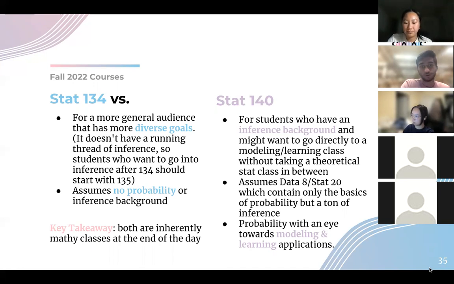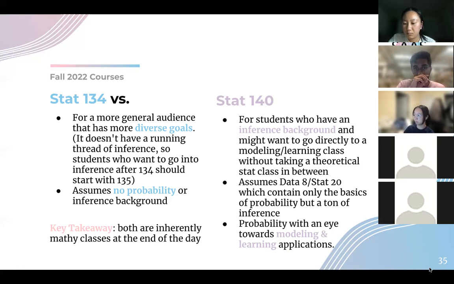And Stat 134 has basically zero prereqs besides just calculus. So it assumes you have no probability background or inference background coming into it. So it's really for any student who has a decent calculus foundation, this is your class to learn probability theory. Stat 140, on the other hand, is primarily tailored for stats and data science students specifically. So I'd say the class is almost all just stats, data science, or even CS.